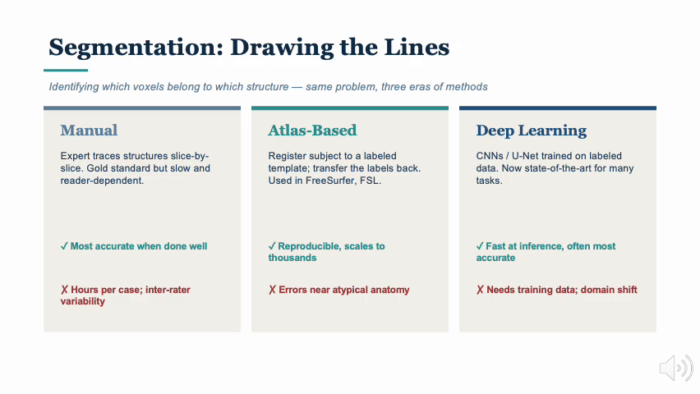Atlas-based methods register a subject to a label template and transfer the labels back, used in FreeSurfer and FSL. They are reproducible and scale to thousands, but struggle with atypical anatomy. And deep learning using CNNs and U-Nets trained on labeled data is now state of the art for many tasks. Fast and often most accurate, but it needs training data and is vulnerable to domain shift.